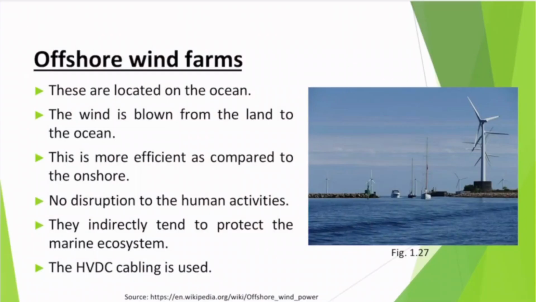This is more efficient as compared to onshore, and the reason is there is no disturbance of human activities, and they indirectly tend to protect the marine ecosystem, because they are not going to hurt anybody. So because the marine ecosystem is still protected, and HVDC cabling is used, high voltage DC cabling, to extract the power to the pumps.